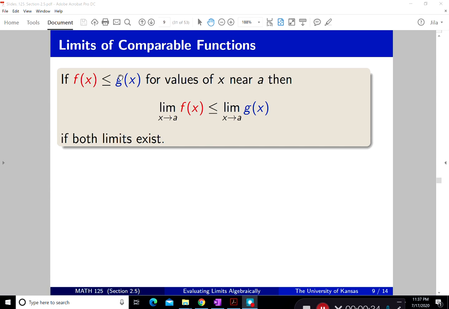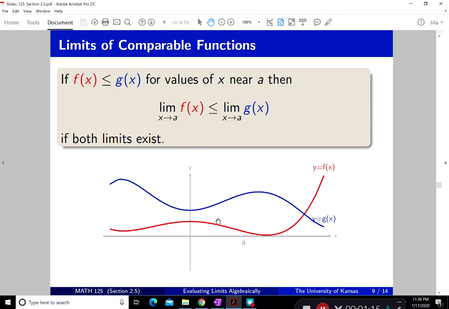So first of all, limits of comparable functions. If f of x is less than or equal to g of x for values of x near a, then the limit of f of x as x approaches a is less than or equal to the limit of g of x as x approaches a, if both limits exist. The fact that the limits exist will help us have this defined and carry the inequality sign over to the limits also.